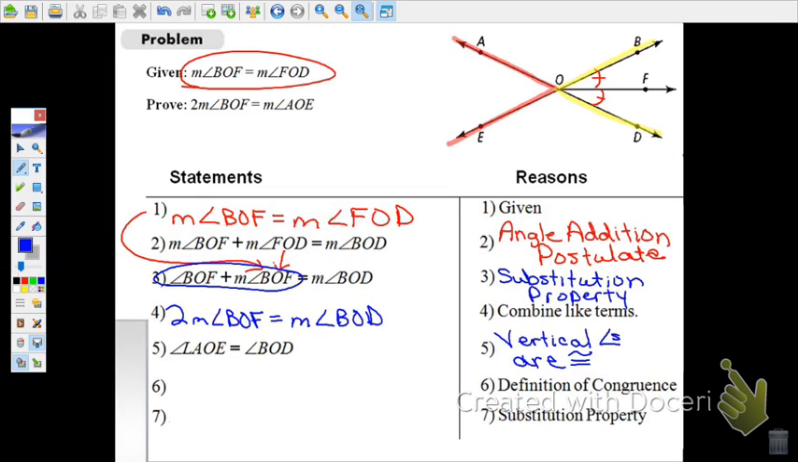Number 6 says definition of congruence. So what does it mean for things to be congruent? They're equal. They are equal to each other. Their measures are equal. So if these statements are congruent, their measures, the measure of angle AOE equals the measure of angle BOD.